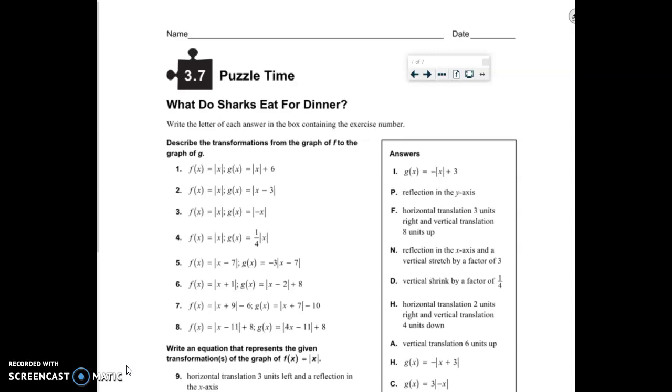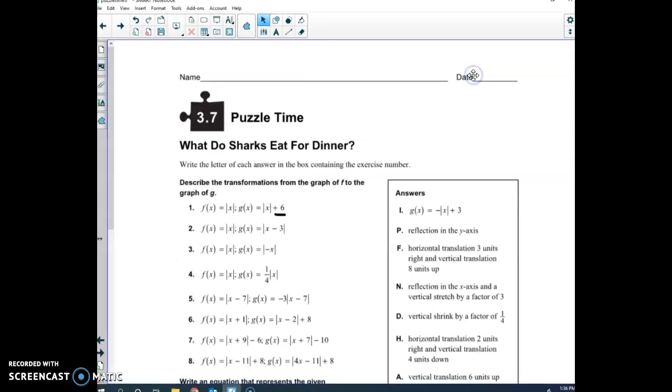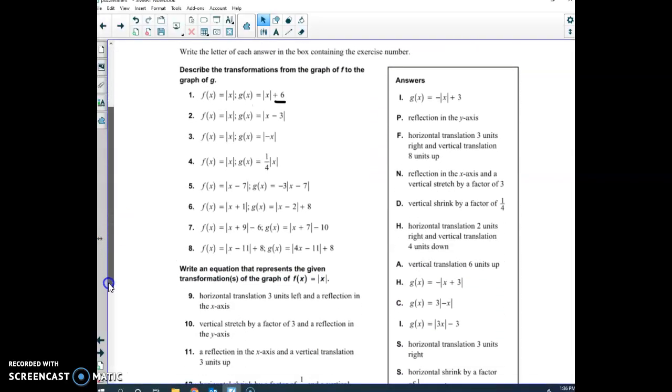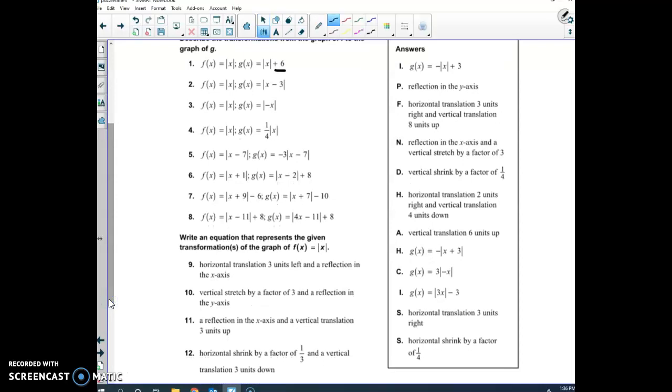Alright, so remember, when we go through these, make sure you have your notes out. It's very important where the numbers are in accordance to the absolute value or parentheses, depending if you're looking at 3.6 or 3.7. So here on number 1, we see that there's a +6, and that +6 is outside the absolute value bars. When I have that +6 and it's outside the absolute value bars, that means it's going to be the vertical translation, and since it's plus, that means it's going up. So vertical translation, 6 units up, so letter A there.